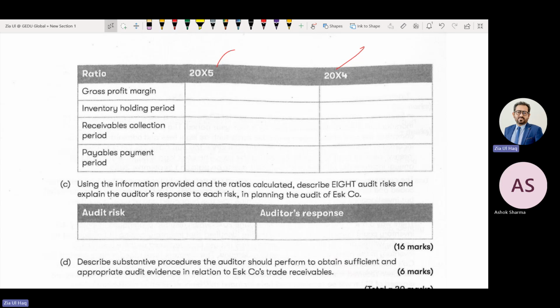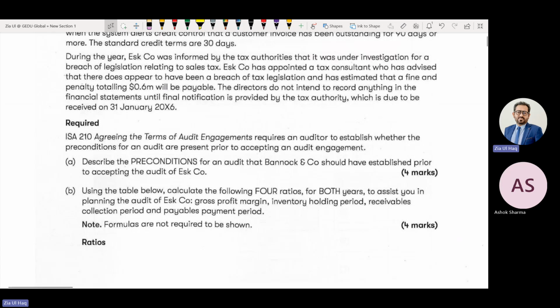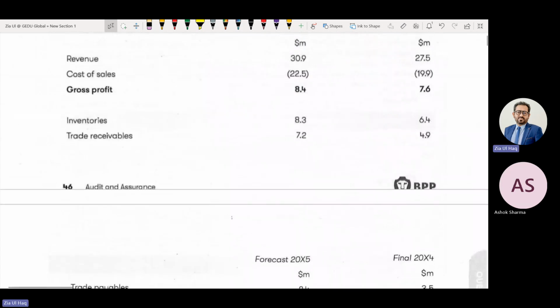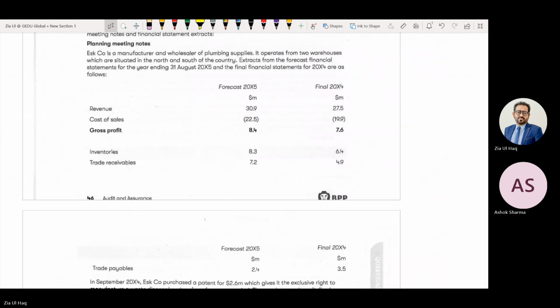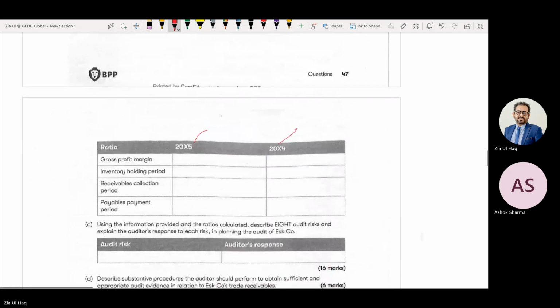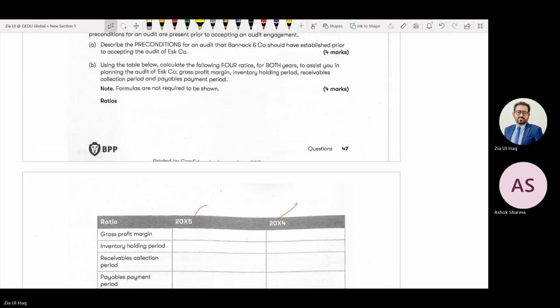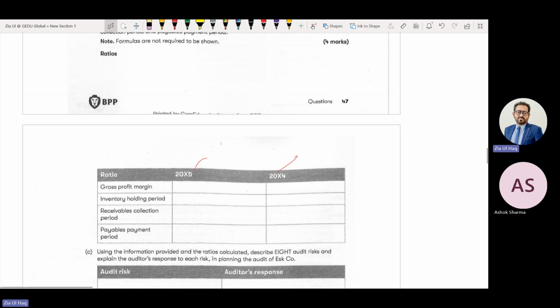So for 20x4, 20x5, we need to calculate this. Is there data available for 20x4, 20x5? Yes, this data is also given. Sales figures are given for 20x4, 20x5. GP figure is given, cost of sales given, inventory, receivables are given, payables are given. We can calculate ratios for 20x4, 20x5. 4 marks. Easy. The examiner cannot cut even 1 mark from these 4 if you have calculated the figures accurately.